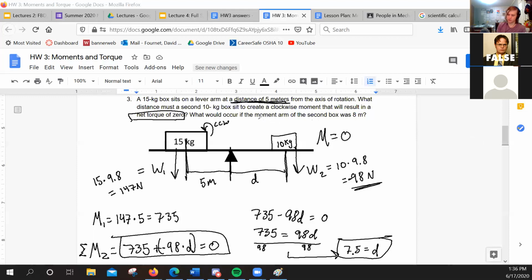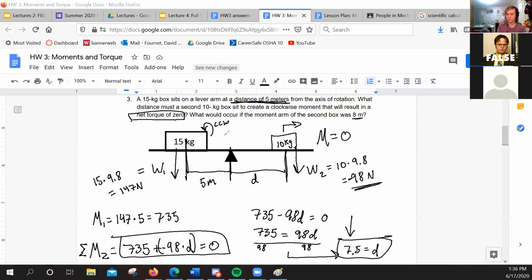So the second part of this asks what would happen if the moment arm of the second box was 8 meters. I don't want to work it out all the way, but you see how our moment arm here is 7.5? So what it's asking is, what if that was 8, right? What if the 10 kilogram box was just out a little bit further? Can you tell me what would generally happen if that was the case?